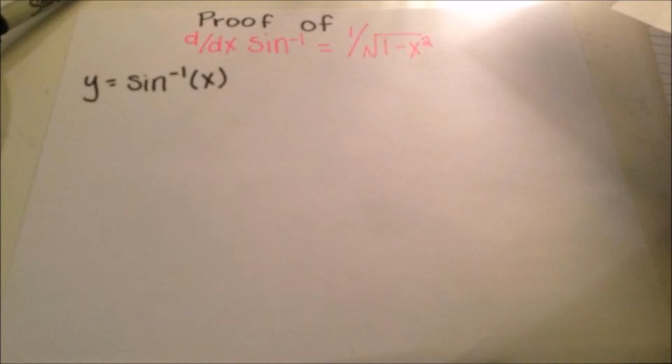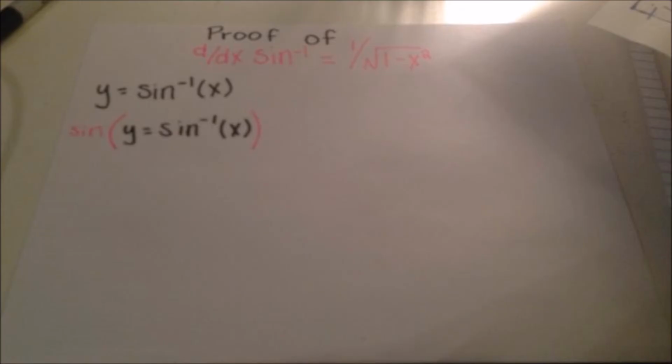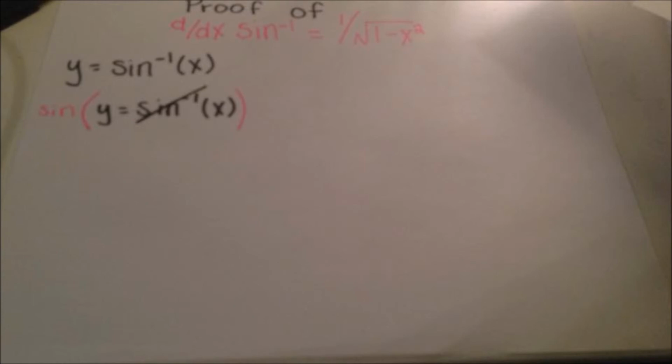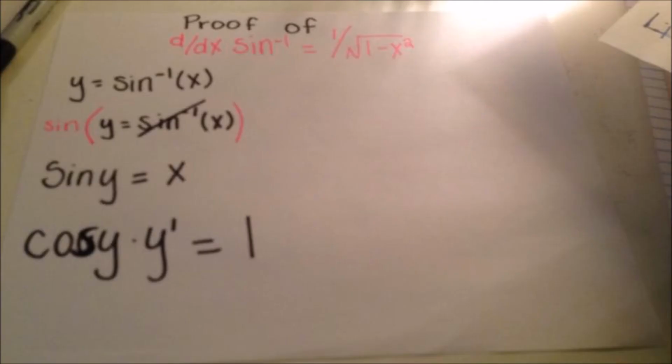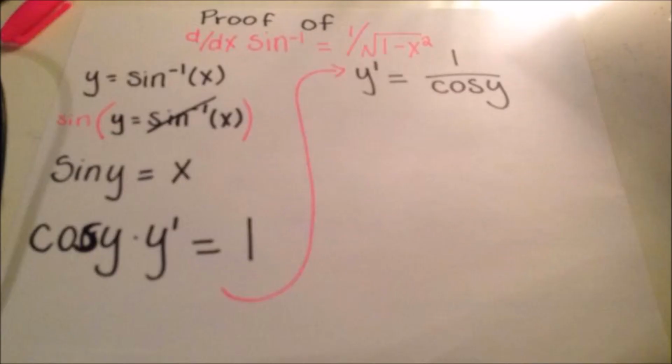So we start with y equals arcsine of x. To attack this, you are going to want to first take sine of both sides. By doing so, this cancels out the arcsine. So you will end up with sine of y equals x. Then you take the derivative and you will get cosine y times y prime equals 1. Then you want to isolate y prime and you'll get 1 over cosine of y.